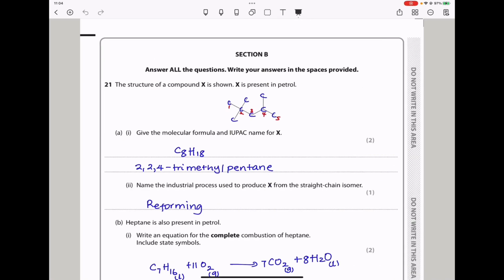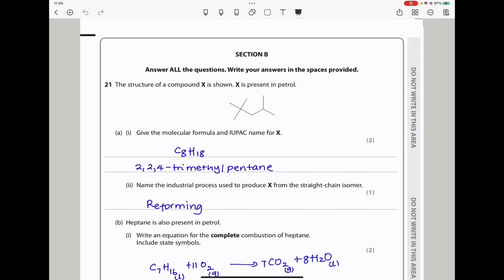Question 21. The structure of a compound X is shown. X is present in petrol. So they say give the molecular formula and IUPAC name of X. So I'm going to try to remove this so that you can visualize. So this is my structure X. We can see it has 1, 2, 3, 4, 5, 6, 7, 8 carbons. And since it's a hydrocarbon, the general formula is going to be carbon N, hydrogen 2N plus 2. It's going to be carbon 8, hydrogen 16 plus 2, which is hydrogen 18.